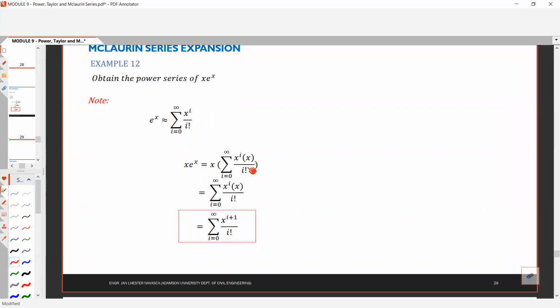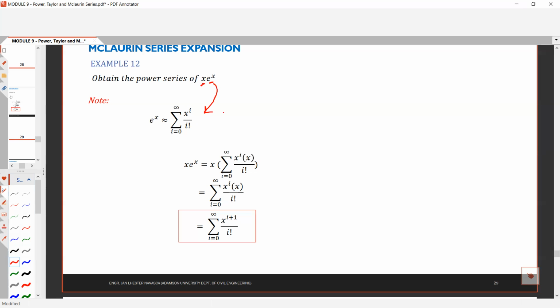So x, okay? So x raised to i times x over i factorial, that is this one. So therefore, that is x raised to i times x, that is x raised to i plus 1 over i factorial. So pwede kang mag-multiply ng x dito sa common integration mo.